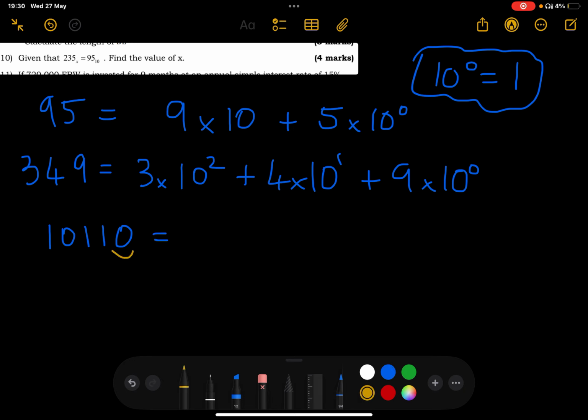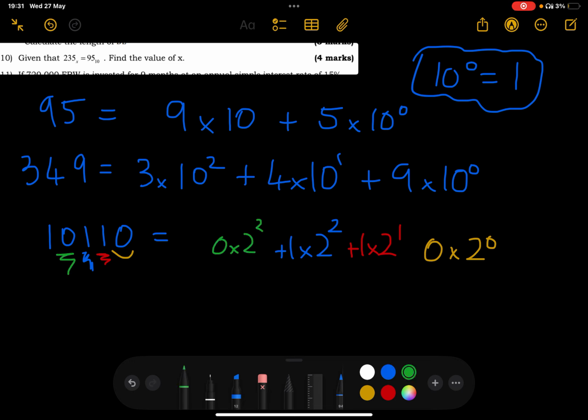This 0 is 0 times 2 to the 0. The first 1 is 1 times 2 to the power of 1. This one will be 2 to the power 2. This 0 will be 0 times 2 cubed, and this one here will be 1. Okay?